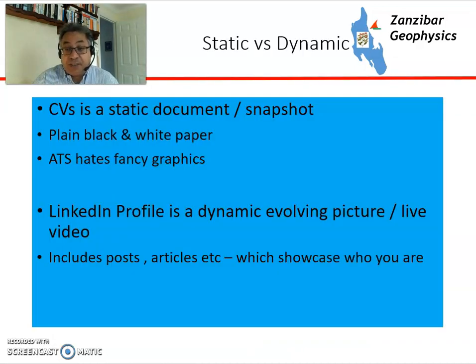Static versus dynamic. A CV is a static document. It's a snapshot, a photo, plain black and white paper. I wouldn't put fancy graphics in there because applicant tracking systems hate them, although human beings quite like them. If I see it as a human being, I quite like it. But if it has to go through ATS, the ATS will spit it out and no human being will actually see it.